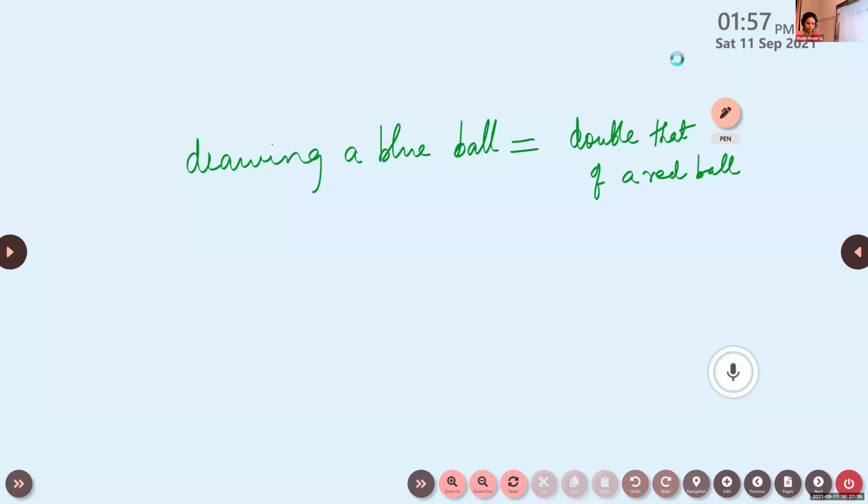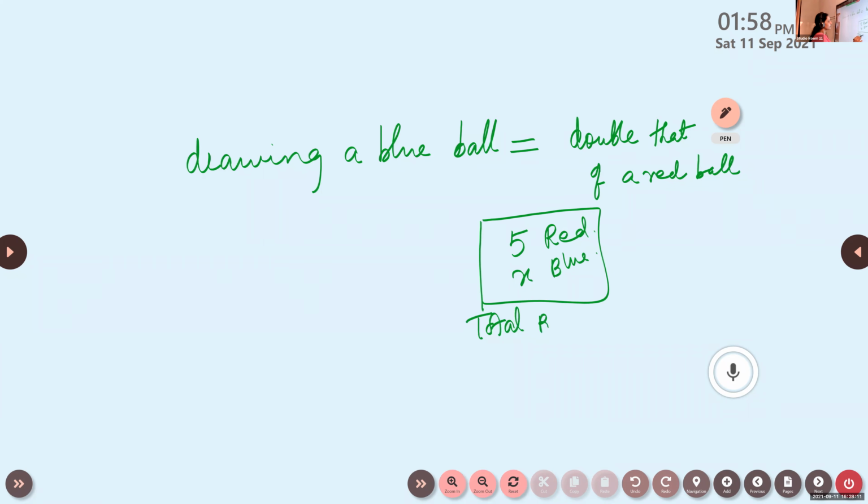Okay, listen, children. What is given here? Look at the question. A bag contains 5 red balls and some blue balls. We don't know how many blue balls are there. Okay, you take X blue balls. And what is given here? The probability of drawing a blue ball is... so if you take the number of blue balls as X, what will be the total balls? Total number of balls will be 5 plus X, isn't it?